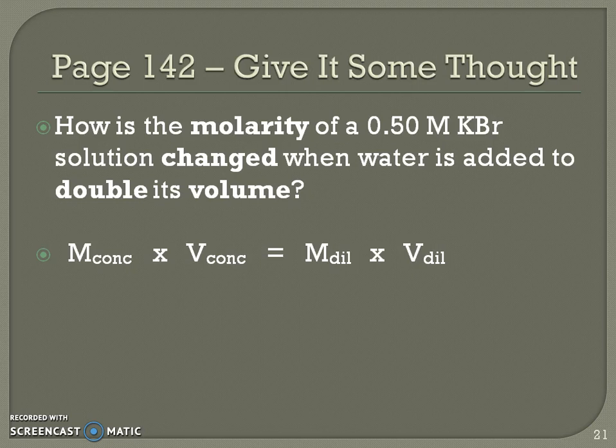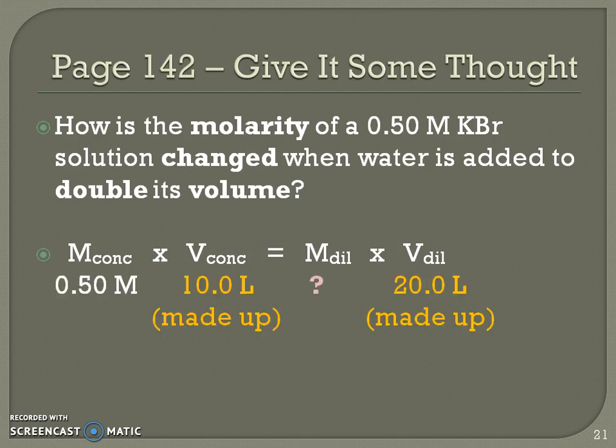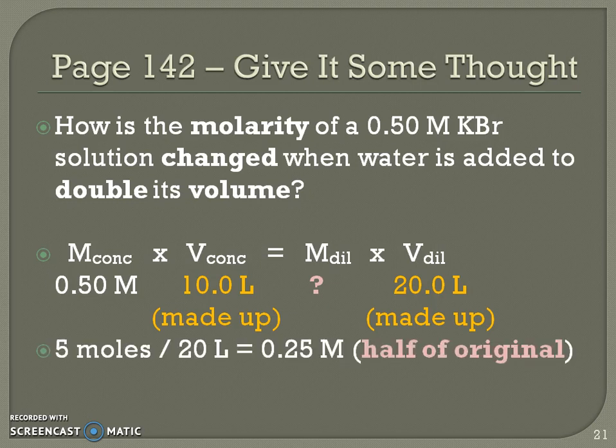Ooh, M1V1 again. Again, you're plugging and chugging. This time, though, it says, how is the molarity changed when the water is added to double its volume? So what did I do? I made up some numbers, very easy numbers, 10 liters to 20 liters. Again, plugged and chugged, found my X, and my X tells me that it went by half of the original. So it went from the 0.5 molarity to the 0.25 molarity.